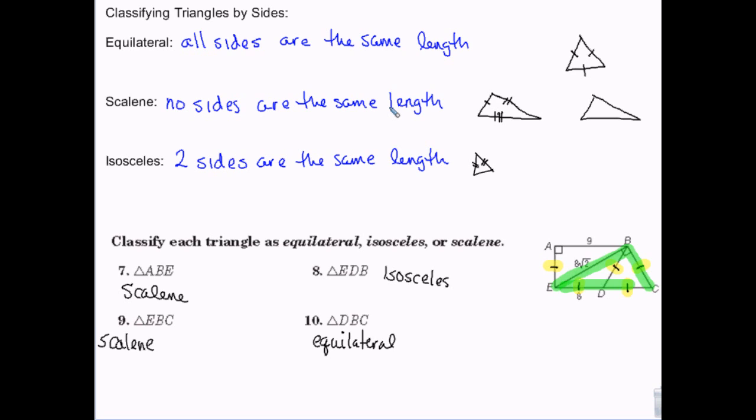Now, with polygons other than triangles, you can be equiangular and not equilateral, and you can be equilateral and not equiangular. If you're a triangle and you're equilateral, you're equiangular. If you're equiangular, you're equilateral. So in a triangle, you're both at the same time.